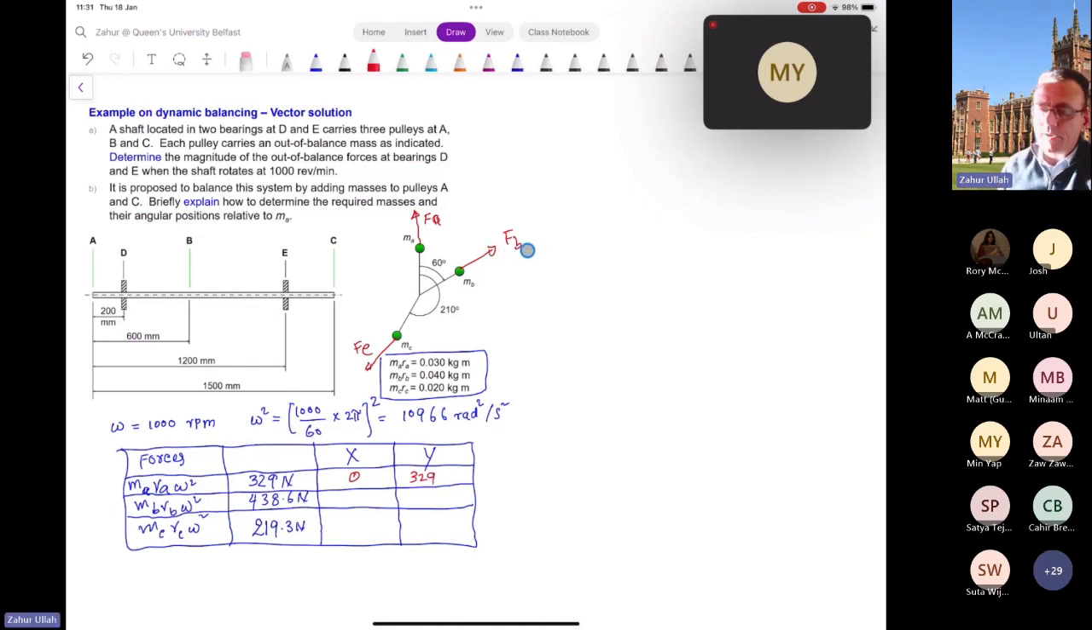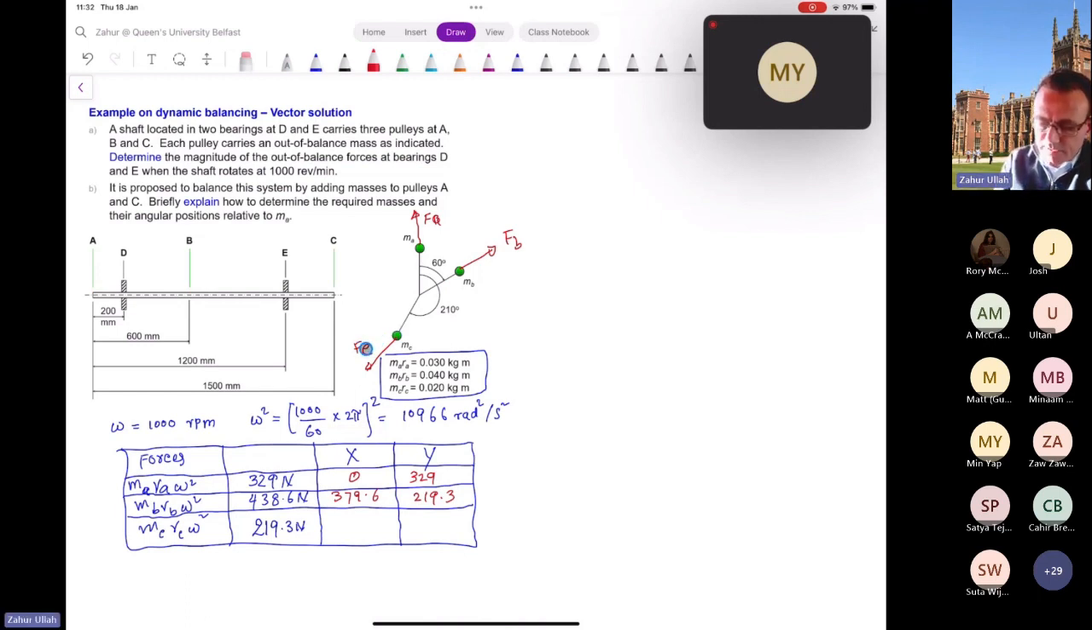Similarly for FB, because it's making an angle of 60 with the vertical, with the horizontal it will make an angle of 30. So you can calculate its X and Y components. The X component will be 379.9, and the Y component will be 219.3 here. For FB, both X and Y are positive because it's in the first quadrant. Force C is in the third quadrant, so both its X and Y components will be negative.